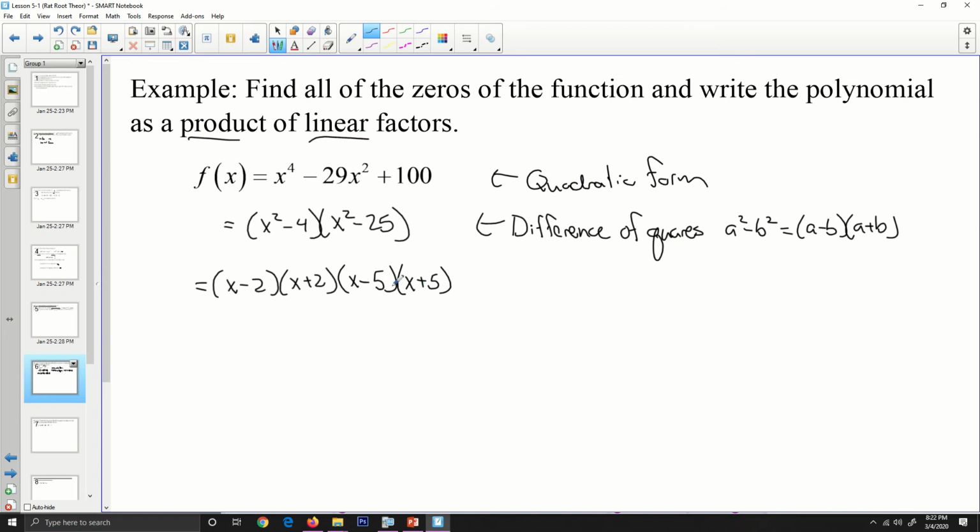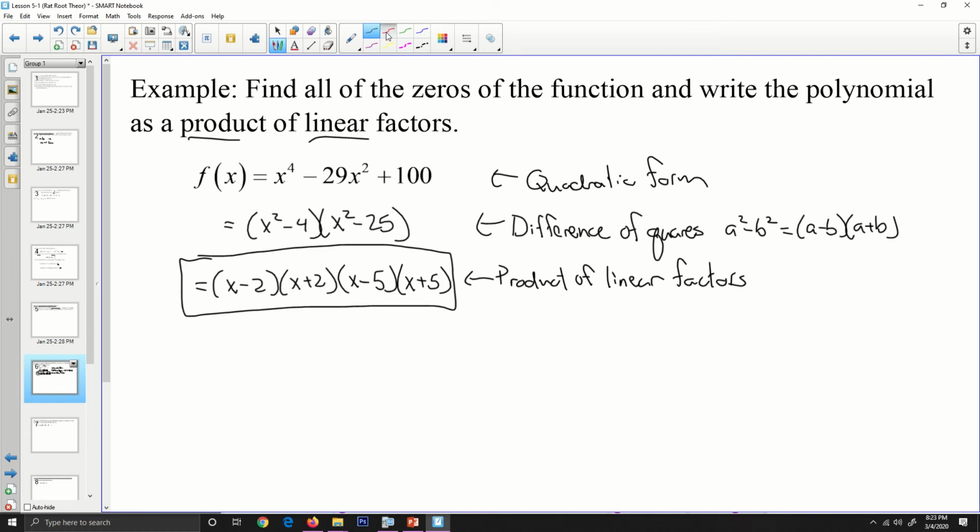Each of these factors is linear. The degree is 1 for each of those terms, and all of these are multiplications. So this is my product of linear factors, and that would be the answer to this particular question.